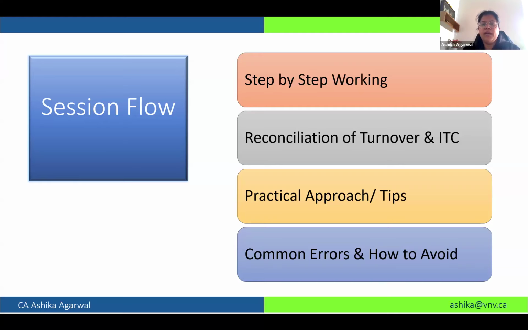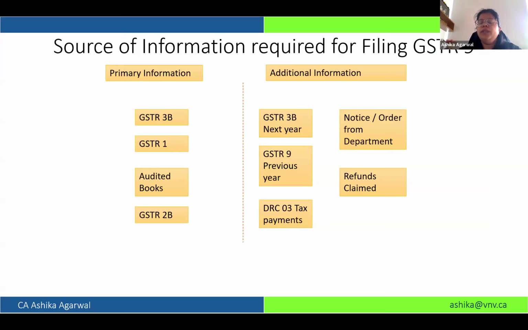So we will be taking you through one by one. Our flow of session will be: first we will discuss the outward reporting, then ITC, RCM, and at the last we will discuss the various validation checks you should do before filing your 9 and 9C. This will be the source of information you should keep ready for the purpose of filing.